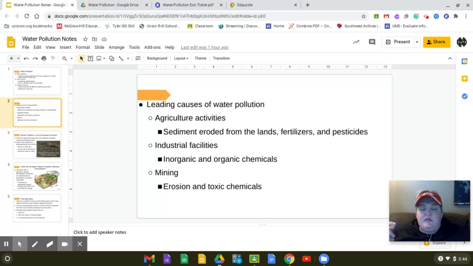Industrial facilities, which would basically be factories, things like that. And they put both inorganic and organic chemicals into the water. And then we've got mining. Mining is something that has to happen. We have to have different minerals and things like that in our everyday, just everything that we do. And when we mine, it causes erosion, unnatural erosion, and also toxic chemicals can go into the water as well.